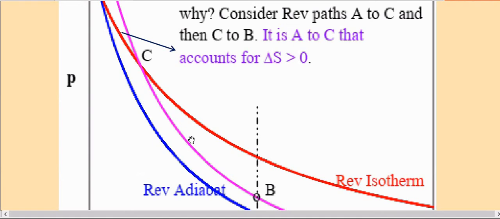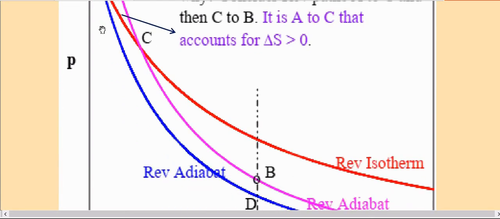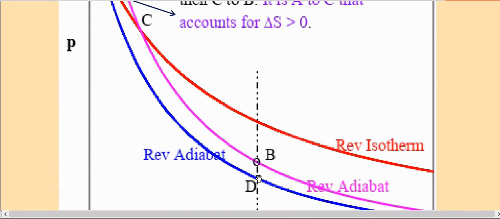So you go from A to C and then from C to B, which is a reversible adiabat. For this reversible adiabat, there is no entropy change. But when you go from A to C, this is an isothermal path, an isothermal expansion, so delta S increases. So it is A to C that accounts for delta S greater than 0, although you carried out everything in an adiabatic manner, but irreversibly. So the point is that irreversibly from A to D, you cannot go. You go to a point somewhat above the point D along this line.